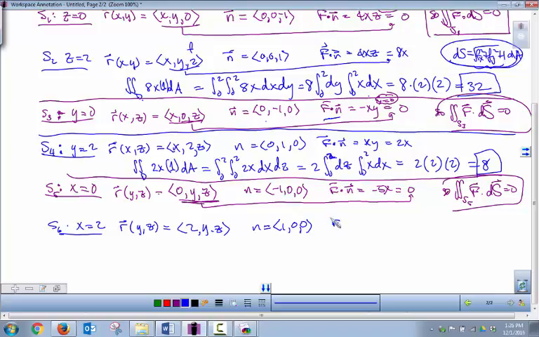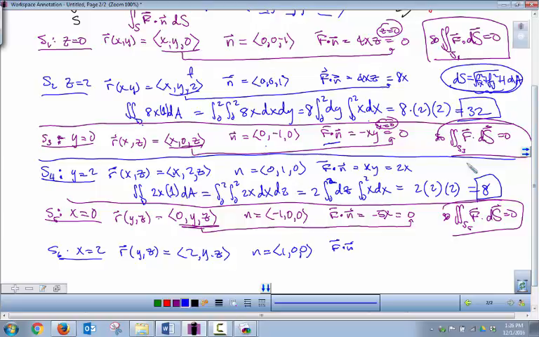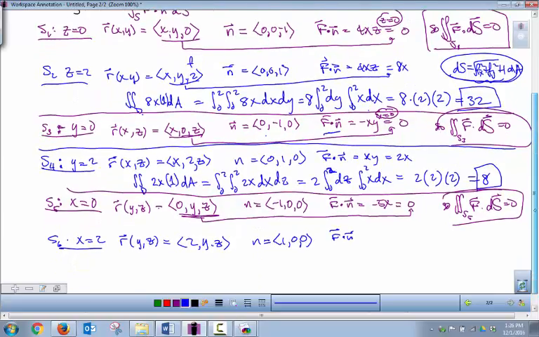And then if you dot this normal vector with the original function, you're going to get a positive 5x, which is going to be 5 times 2, because x is equal to 2. So over our domain, we have a constant 10 that we're integrating.